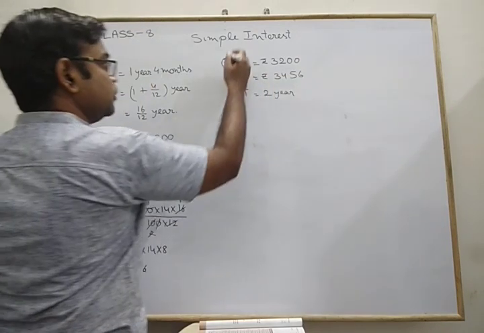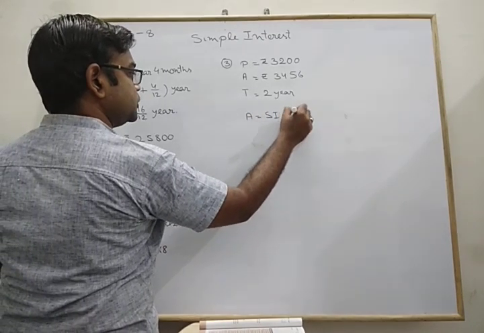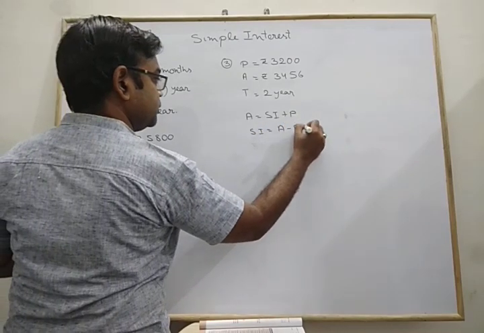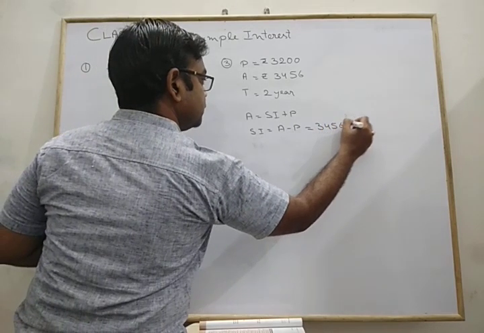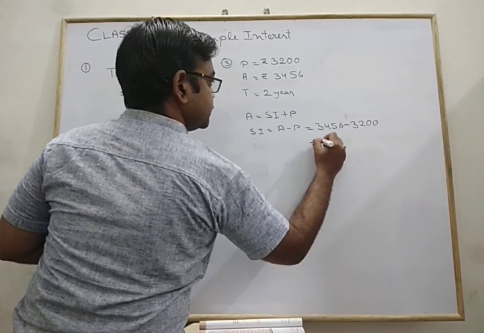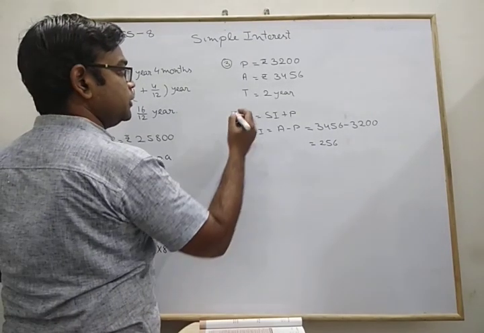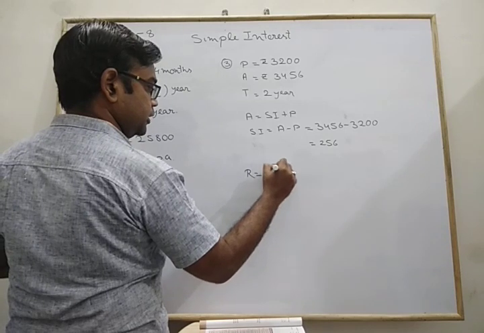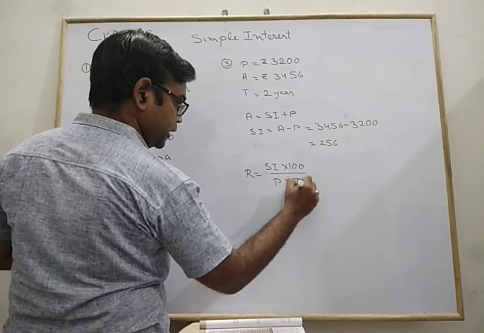So from this we know that amount equals SI plus principal. So SI equals amount minus principal. We place the amount 34,056 minus 3,200. We can easily find it is 256 rupees. SI we have. Now we don't have the rate percent. So we can write rate equals SI into 100 by principal into time.